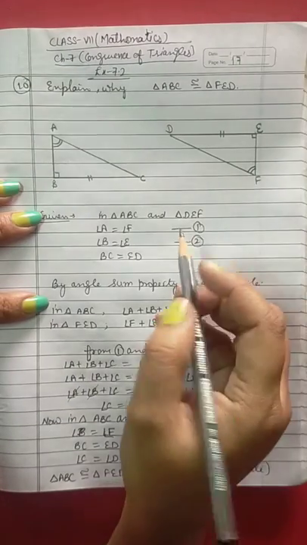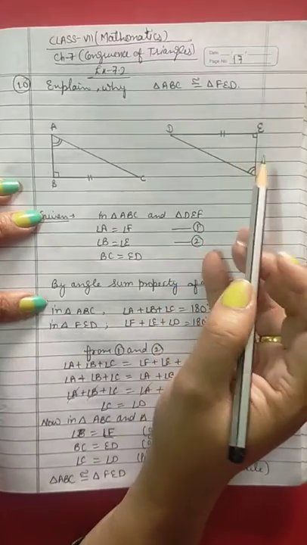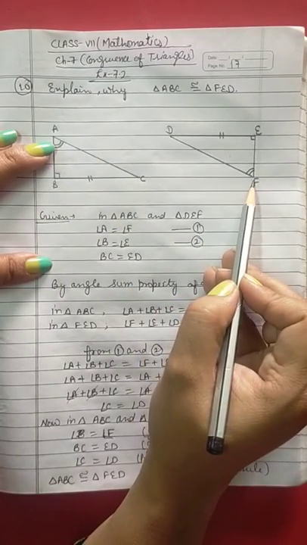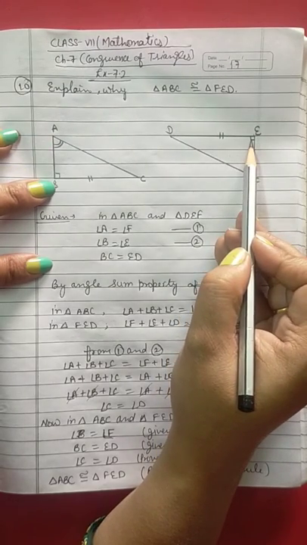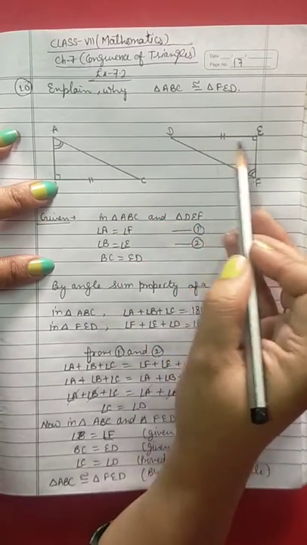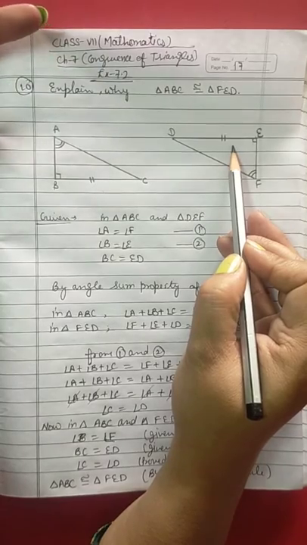So let's start now. What is given to us is that in triangles ABC and DEF, this one symbol shows that angle A and angle F are both equal, then angle B and angle E are both equal as both are 90 degrees, and this one symbol shows that BC and DE are both equal. Then we have to prove that they are congruent.